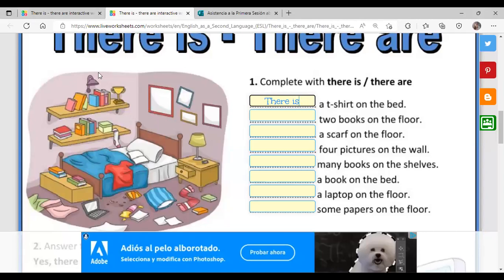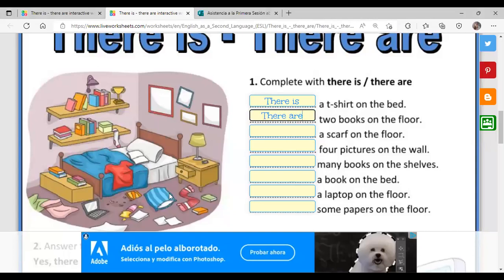So there is a t-shirt on the bed and 2 books on the floor. So what do you say, guys? There is or there are? Well, here maybe I have some. There are, okay, Marisol and Itzel are telling us that we write there are.